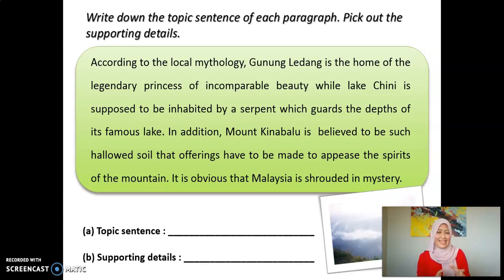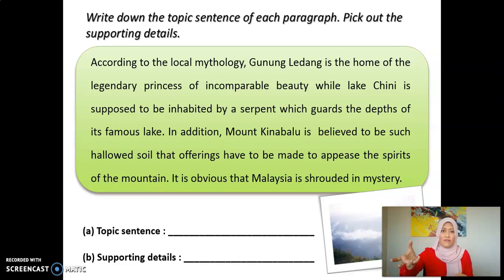So which sentence can be considered as your topic sentence? Obviously, the last sentence. It is obvious that Malaysia is shrouded in mystery. It is an umbrella statement for this particular paragraph. Why is Malaysia shrouded in mystery?